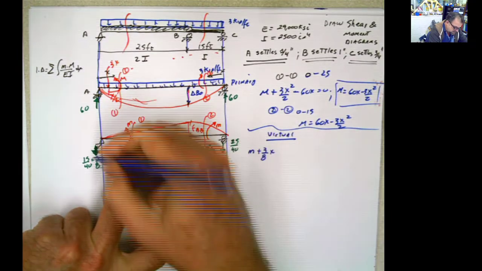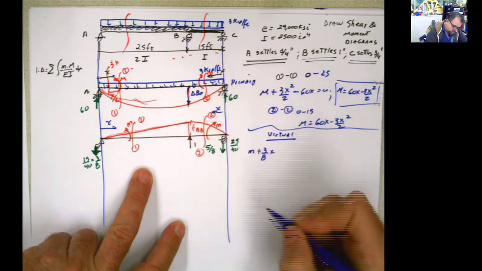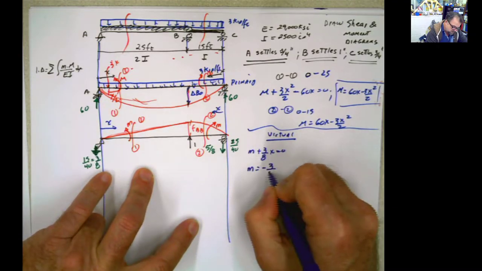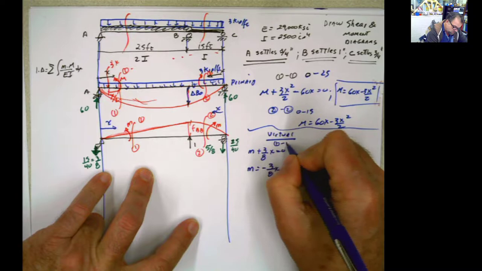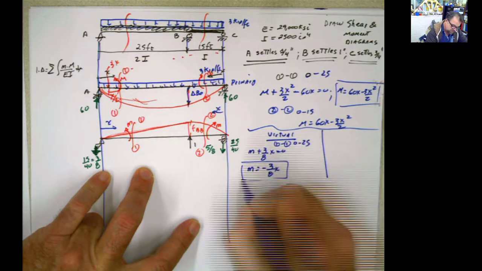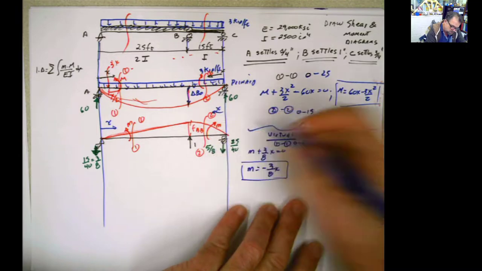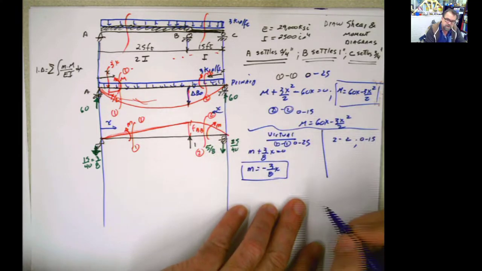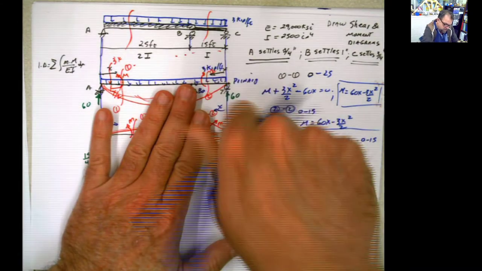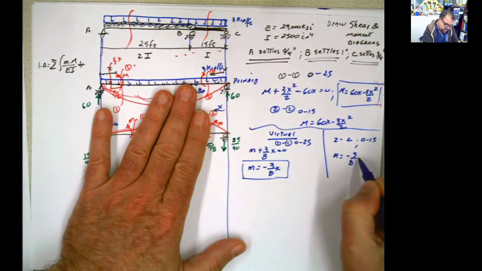3x times x. Remember, my x is now measured from here and my x is measured from there. Equals 0. So the m is going to be negative 3x of x for the section 1, 1, which goes from 0 to 25. There you go. This is m. For the section 2, 2, which goes from 0 to 15, if you do moment here, you're going to have positive m, positive 5/8 of x. So moment is going to be equal to negative 5/8 of x.